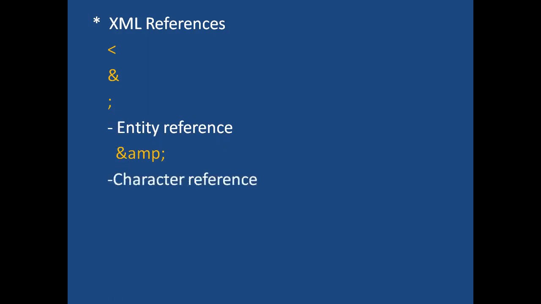The second one is the character reference. This contains a hash mark followed by a number within the delimiters. Example, like this. Here, hash is followed by the number 65, which refers to capital A. Let's see an example.